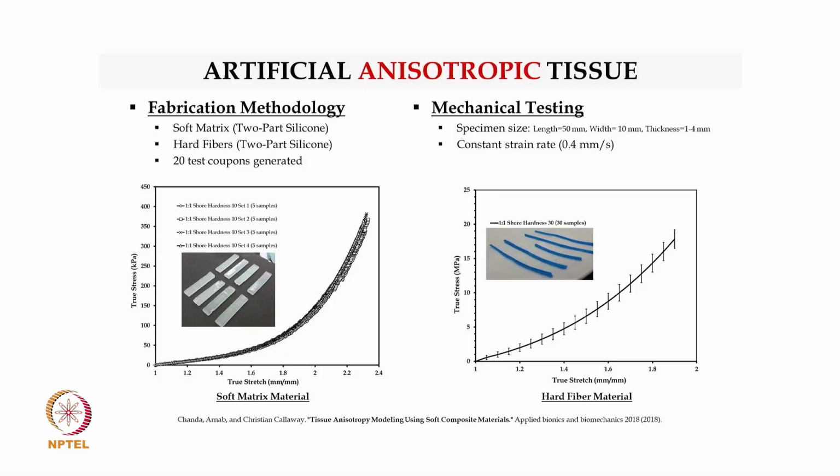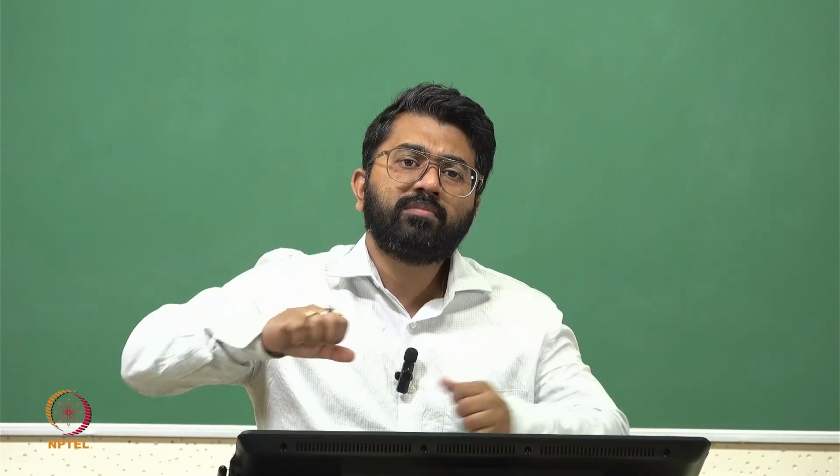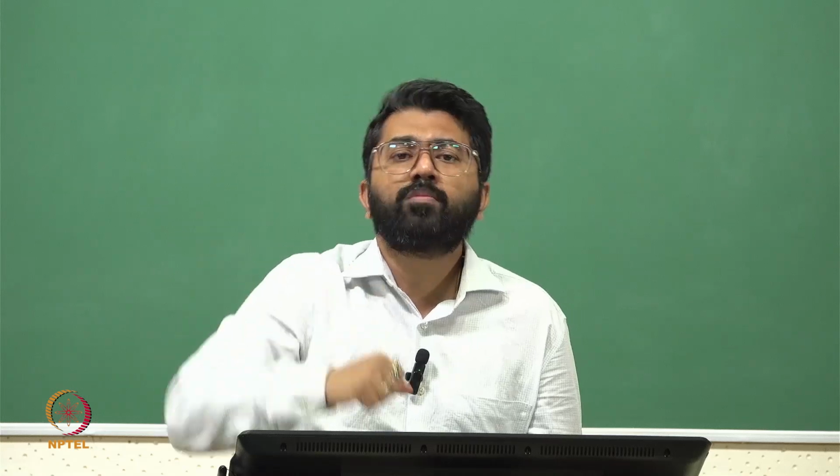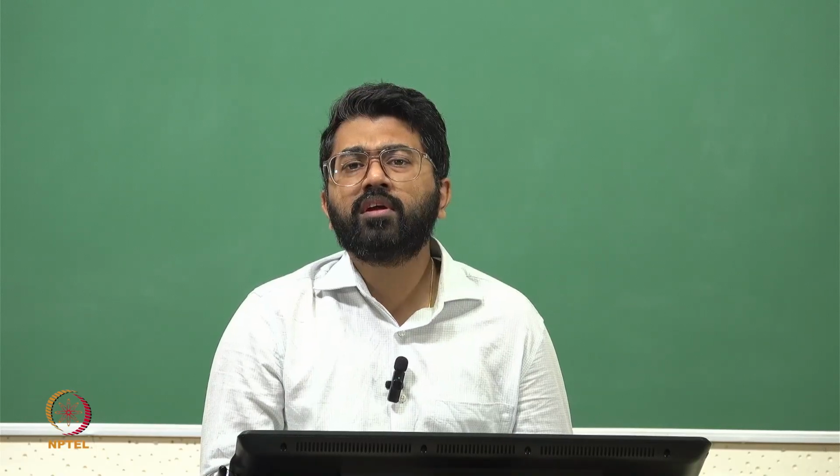The next one is an artificial anisotropic tissue. So far what we have been talking about is an artificial isotropic tissue. Isotropic means it's a single material, whether you pull the specimen from this side or that side or from top to bottom, it's going to behave the same, right? Because it's a single material. Now we wanted to create a little bit closer version to what a soft tissue should look like. So we introduced artificial anisotropic tissues, and we created some very crude fundamental versions of these tissue mimics, right?